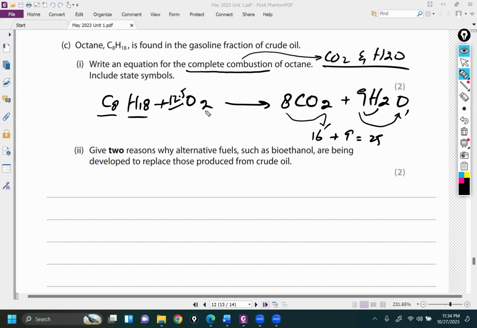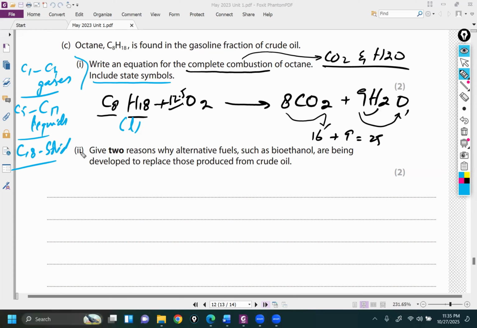But the third point now, they wrote here include the state symbol. This is octane. Octane is in which state? Liquid. It's a part of petrol. Carbon 1 to carbon 4 are gases. Carbon 5 to carbon 17 are liquids. And carbon 18 onwards are solid. These are about alkane. So this is liquid, oxygen is gas, carbon dioxide is gas, and water is always liquid. So now this is complete 2 marks, okay?